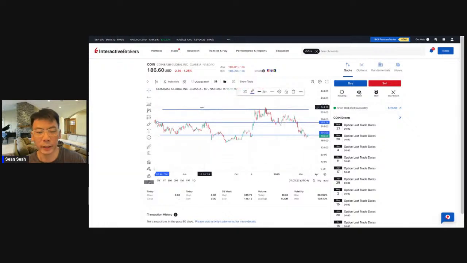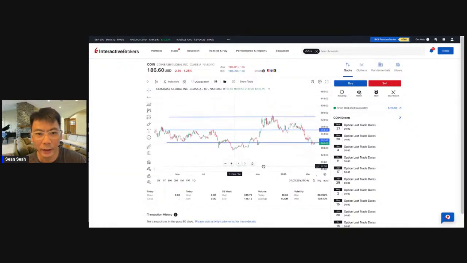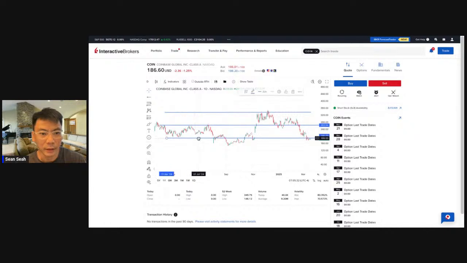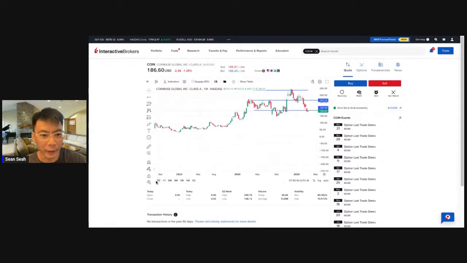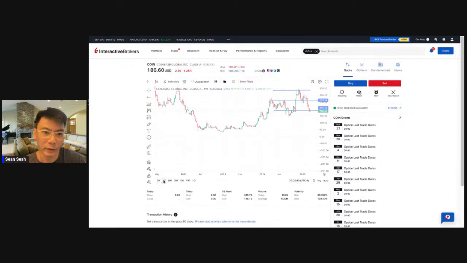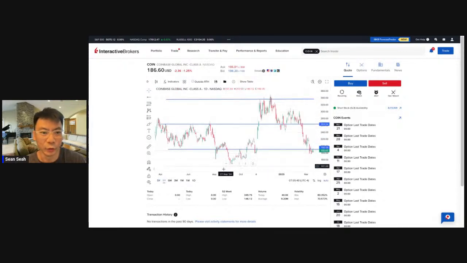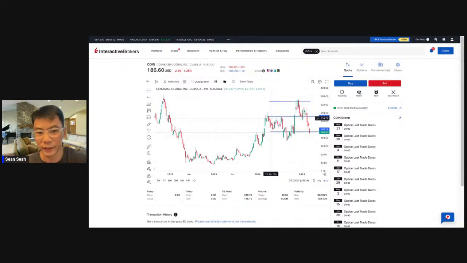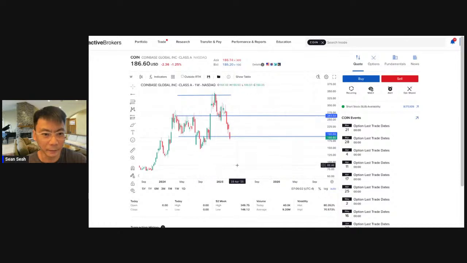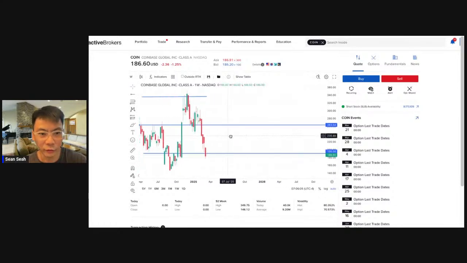Now, if we know there's a ranging market looking at the daily candles, let's look at the weekly candles. Let me change this to 1 week. We may see a different perspective. If you look at the weekly candle, over 5 years, you will see that Coinbase has gone down, it has gone up. Again, it is ranging. So when both time frames match each other's range or trend, it is a confirmation.